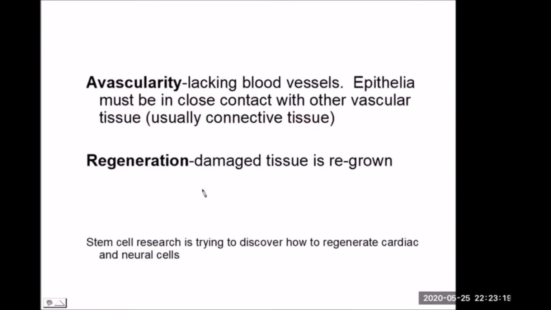The trait of being avascular means that there's a lack of blood vessels. So epithelial tissue does not have its own direct blood supply, but the living epithelial tissues do need oxygen, they need nourishment. So for that reason, epithelial tissue must be in close proximity to some other type of tissue which does have a blood supply. And that's usually connective tissue.